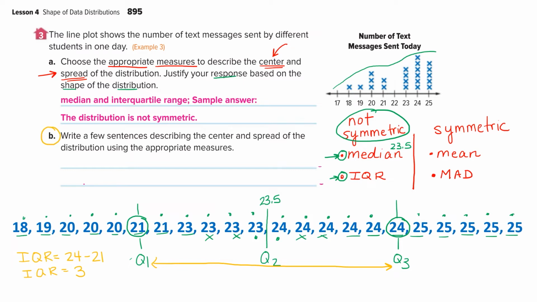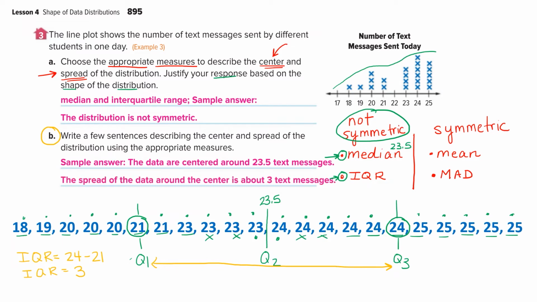Write a few sentences describing the center and spread of the distribution using the appropriate measures. The sample answer: the data are centered around 23.5 text messages. The spread of the data around the center is about 3 text messages.